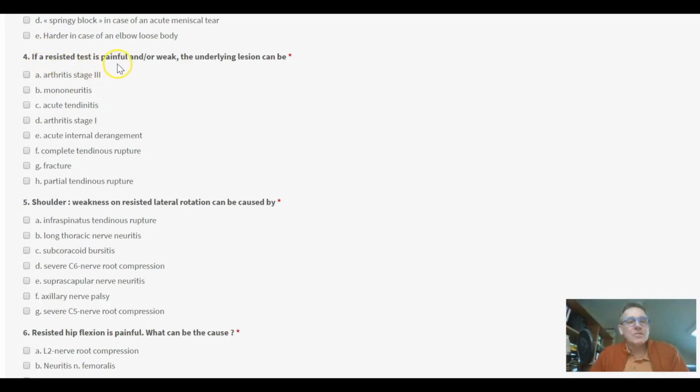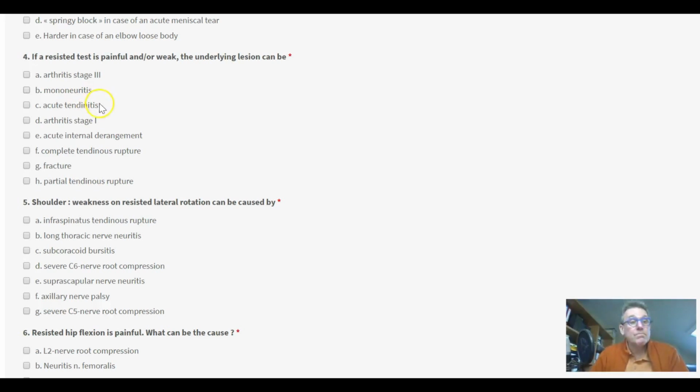If a resisted test is painful and or weak, what could be the problem? Not an arthritis. In an arthritis, you have a very clear positive passive test, but your resisted test, maximal isometrical contraction from a neutral position, is negative. The passive tests are the main positive test. Mononeuritis? That's possible. For instance, a mononeuritis of the suprascapular nerve interfering with supraspinatus and infraspinatus could cause a weakness of resisted abduction, resisted lateral rotation in the shoulder.